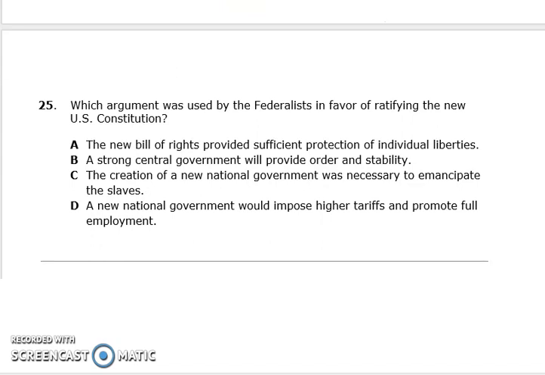Number 25. How you doing? Which argument was used by the Federalists in favor of ratifying the new U.S. Constitution? A. The new Bill of Rights provided sufficient protection of individual liberties. B. A strong central government will provide order and stability. C. The creation of new national government was necessary to emancipate the slaves. D. A new national government would impose higher tariffs and promote full employment.